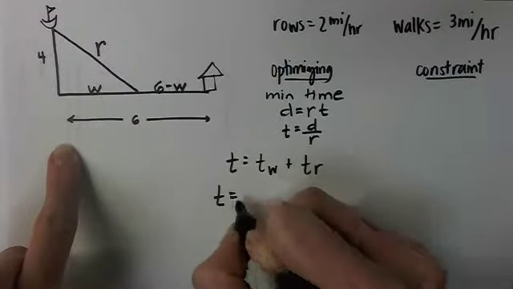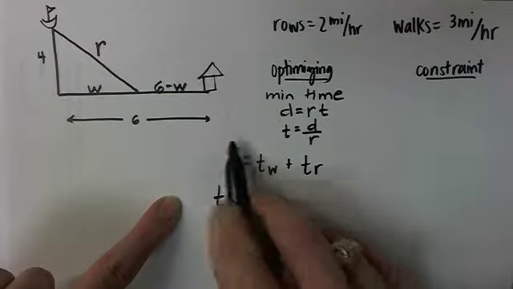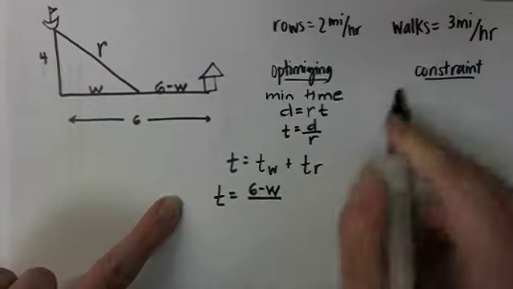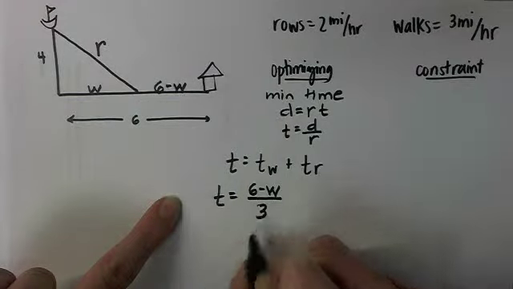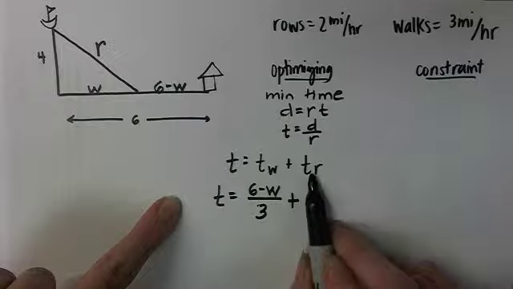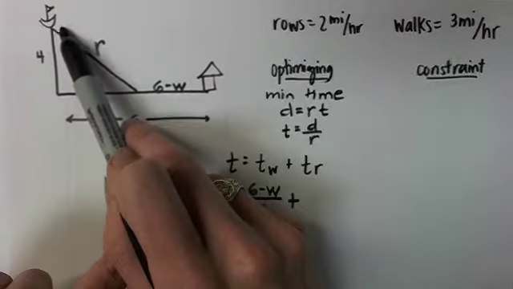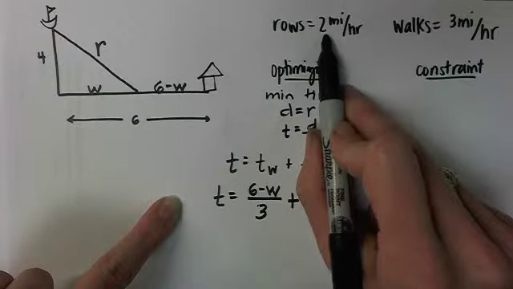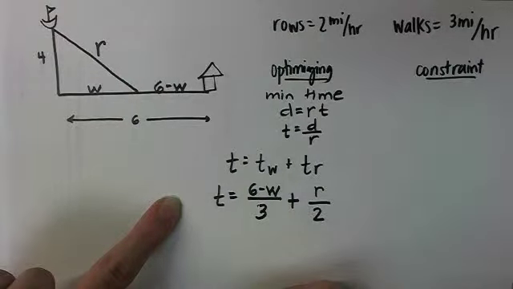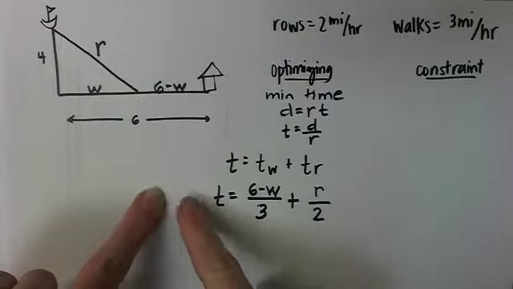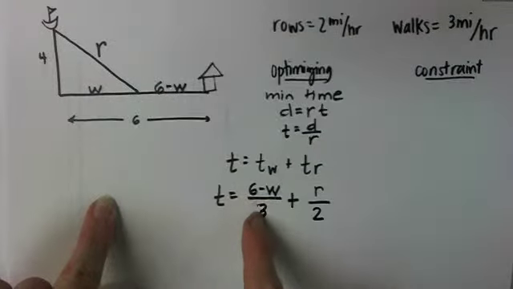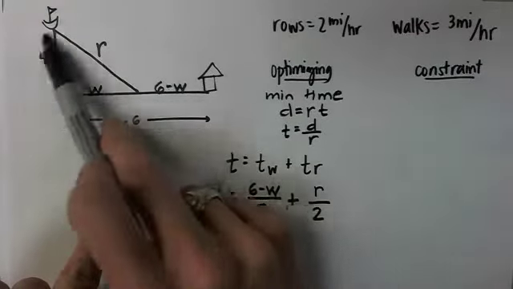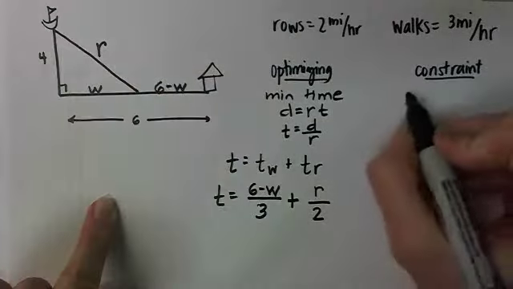So the time that she's going to spend traveling is the time she spends walking, which is distance that she walks, 6 minus W, divided by the rate at which she walks, which is 3, plus the time that she spends rowing, which is her distance that she rows, which is R, divided by the speed at which she rows, which is 2. So there's your function. Time equals distance over rate. Distance over rate.